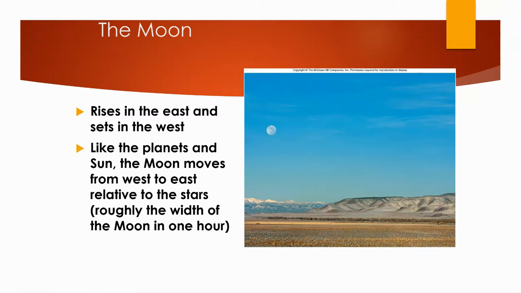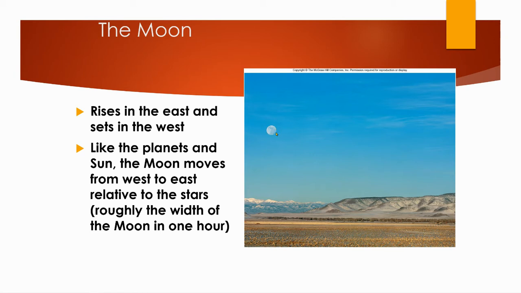Okay, these are the notes for chapter 1.3, the moon. The moon always rises in the east and it always sets in the west. Like the planets and sun, the moon moves from west to east relative to the stars. Roughly, basically what it's saying here is look, it rises in the east and it sets in the west. Here's the moon, right here.